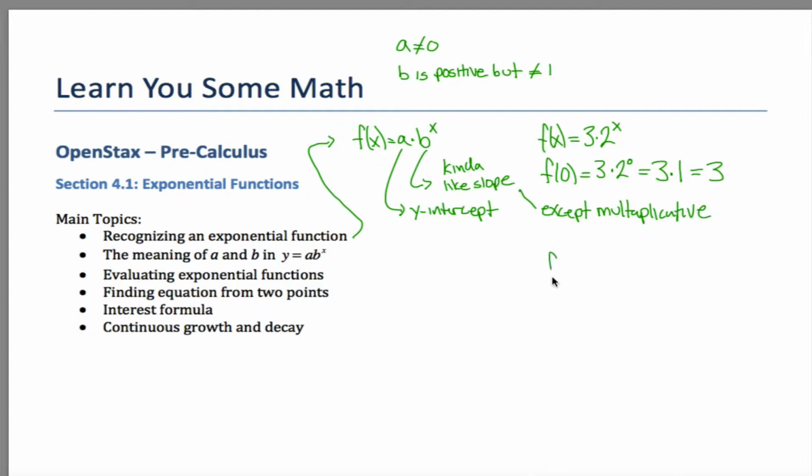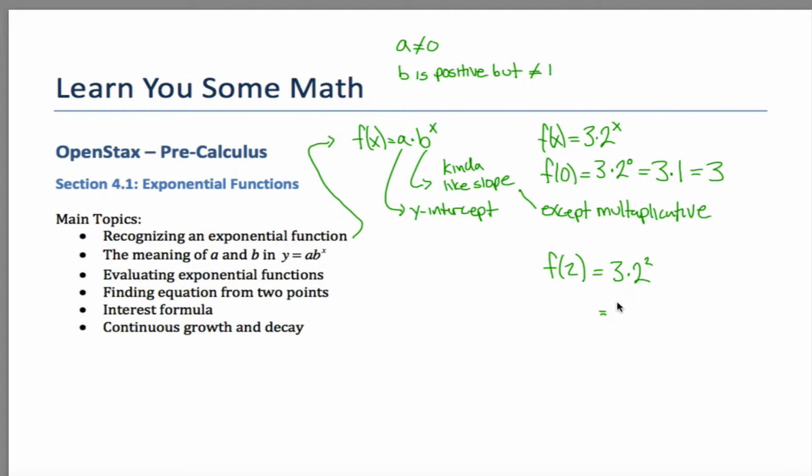So I can show you that. If I was trying to figure out f of 2, for example, I'd be figuring out what is 3 times 2 raised to the 2nd power with this same function. So really what I'm doing is starting out with 3, my y-intercept, and then multiplying it by 2, and then multiplying it by 2 again. So each time x increases by 1, from 0 to 1 to 2, I multiply by 2. What I'd end up with in this case would be 12.